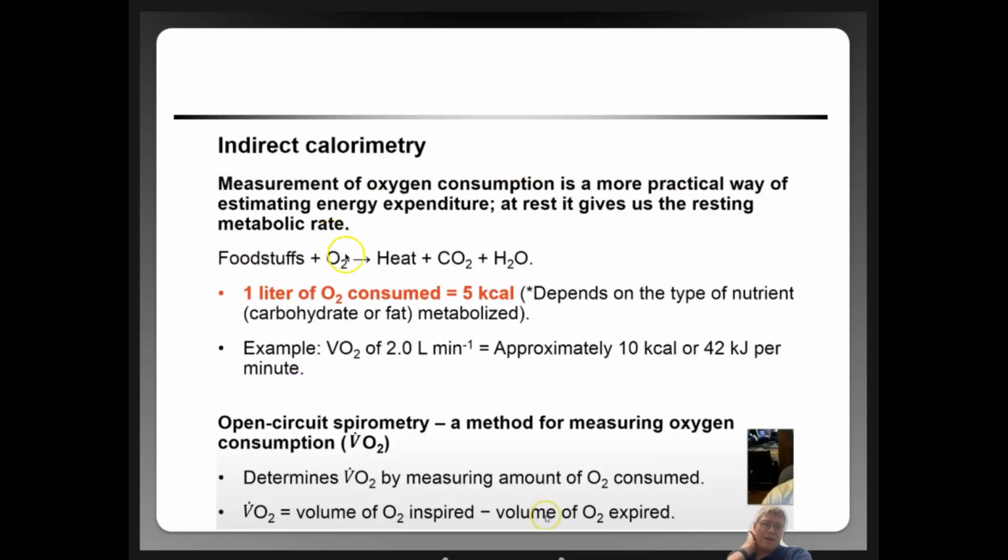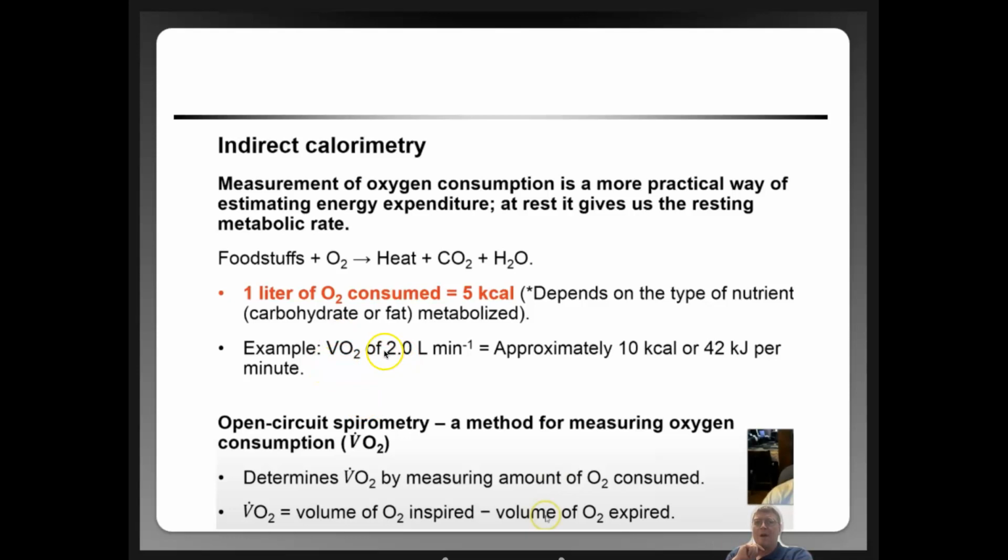So here is kind of the concepts here. Your body has all your food and uses oxygen, which turns into heat. And that's how we can measure the heat. We can measure it through the other method. And then we can measure the oxygen, or the water, and the carbon dioxide that comes out. So 1 liter of oxygen consumed is 5 kcals, depending on the type of nutrient and all that. Anyways, we'll just use that for now.